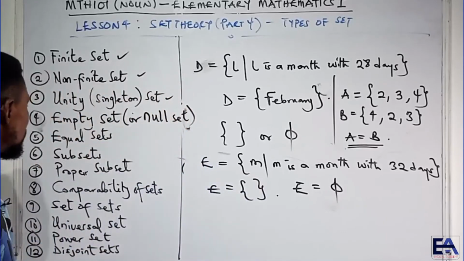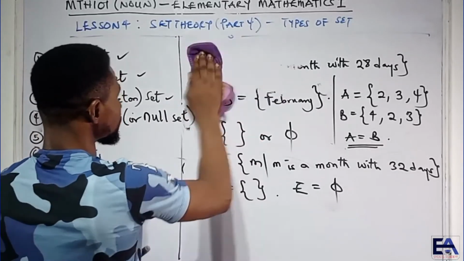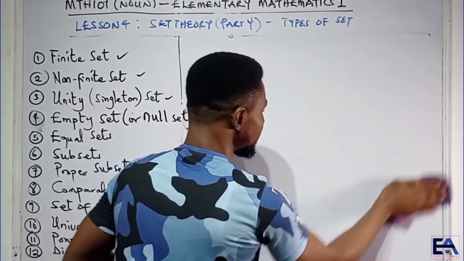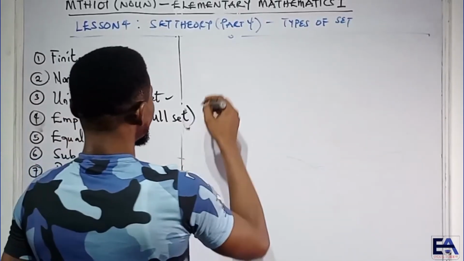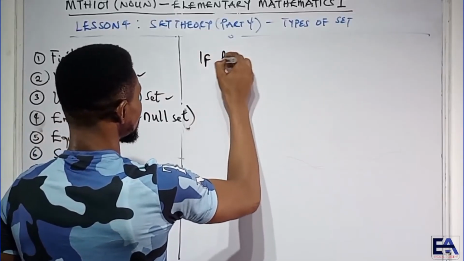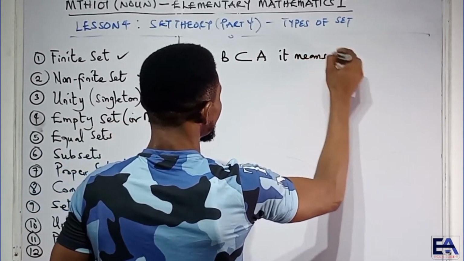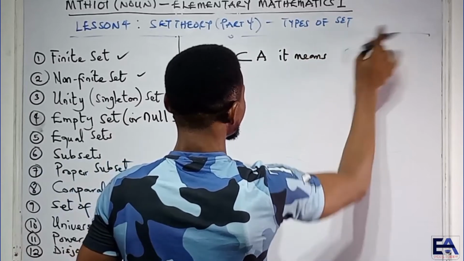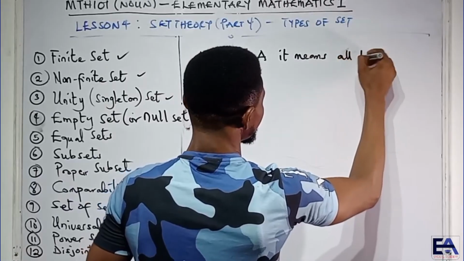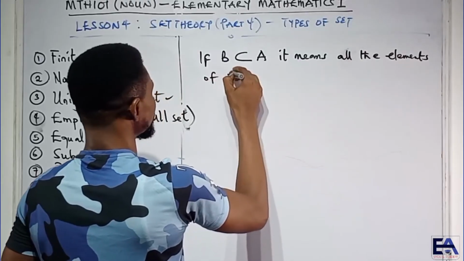Okay, so we move. The next one we're talking about, which is also very important, is the subsets. Well, if you say A is a subset of B, it simply means that all the elements in A can be found in B. So if B is a subset of A, it means all the elements of B can be found in A. All right. Now in this kind of case, let's just consider an example.